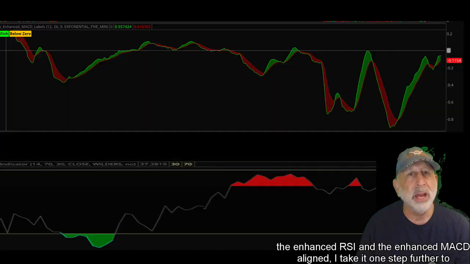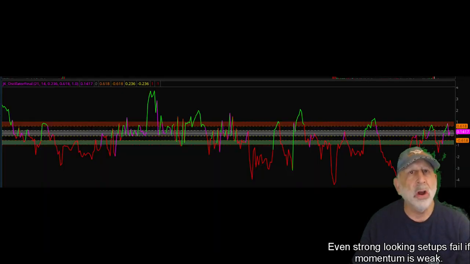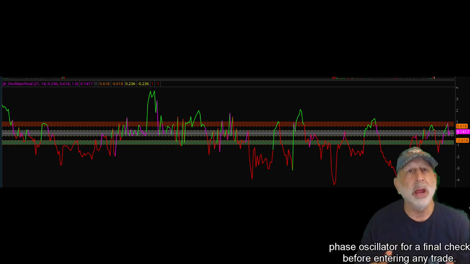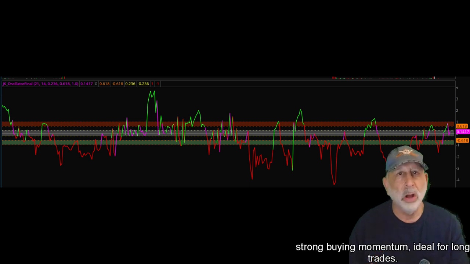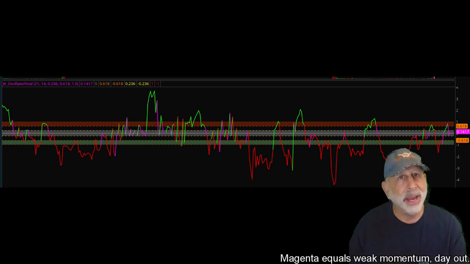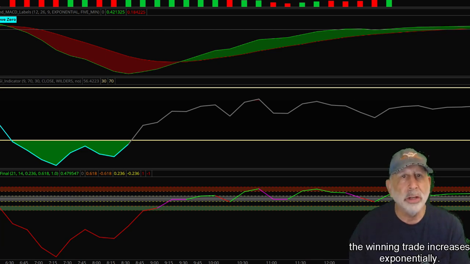With the enhanced RSI and the enhanced MACD aligned, I take it one step further to eliminate false signals. Even strong-looking setups fail if momentum is weak. That's why I use the phase oscillator for a final check before entering any trade. Green equals strong buying momentum, ideal for long trades. Red equals selling momentum, ideal for short trades. Magenta equals weak momentum, stay out. When the enhanced RSI, the enhanced MACD, and the phase oscillator are aligned, the probability of a winning trade increases exponentially.